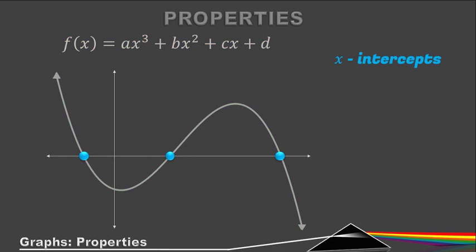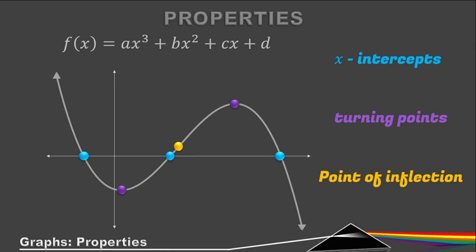Now if we look at the x-intercepts, the x-intercepts are basically where your graph cuts the x-axis, and that's also where your graph's y value is 0. Then, the turning points are where your graph turns, or where it has its local maximum or minimum. And then finally, we have the point of inflection. That's basically where the concavity changes from concave up to concave down, depending on whether your a is positive or negative.